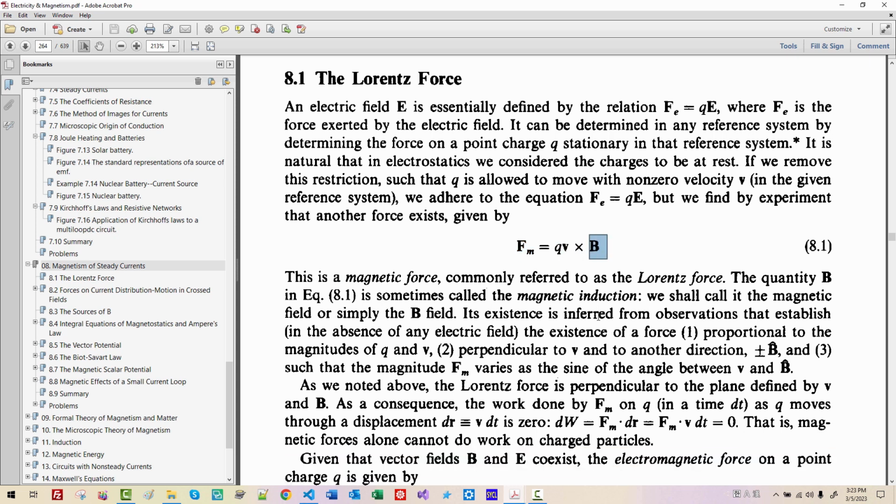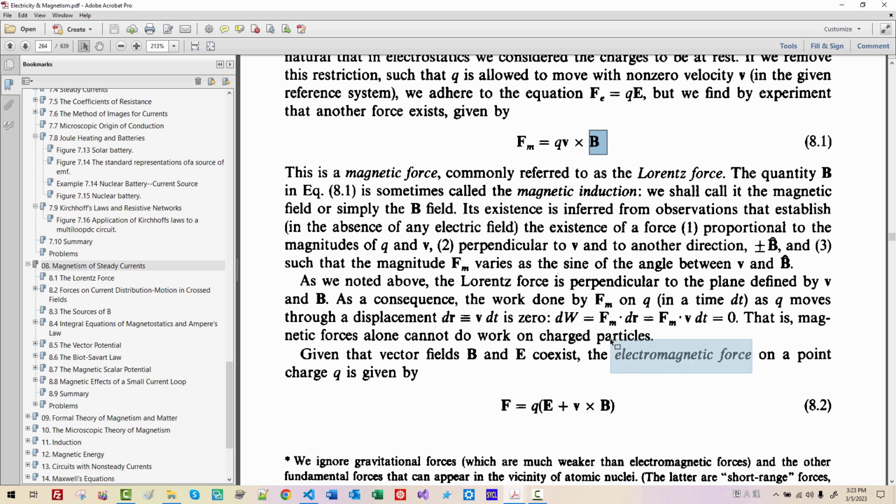If you scroll down, you can find electromagnetic force. This part, QE, forms electric force. Q times V cross B forms magnetic force. So, this equation 8.2 is called electromagnetic force. In this book, the B field, or magnetic induction, or simply the B field, is introduced for the first time.